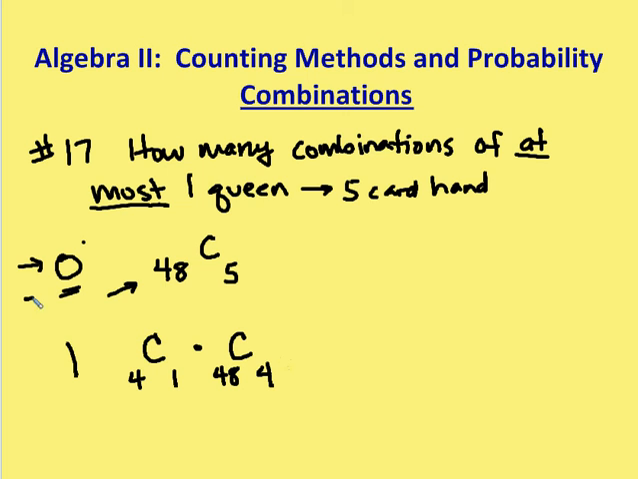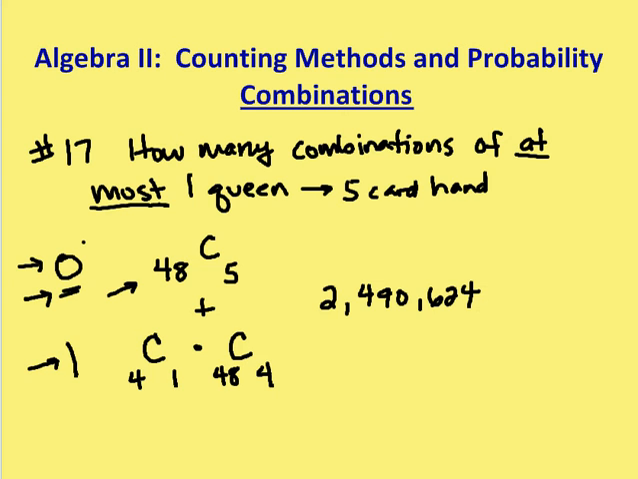So I've got 2 possibilities. I've got a possibility where there are no queens, and the possibility where there is 1 queen. And I'm going to add those 2 together. And if you do the math, you should come up with 2,490,624.